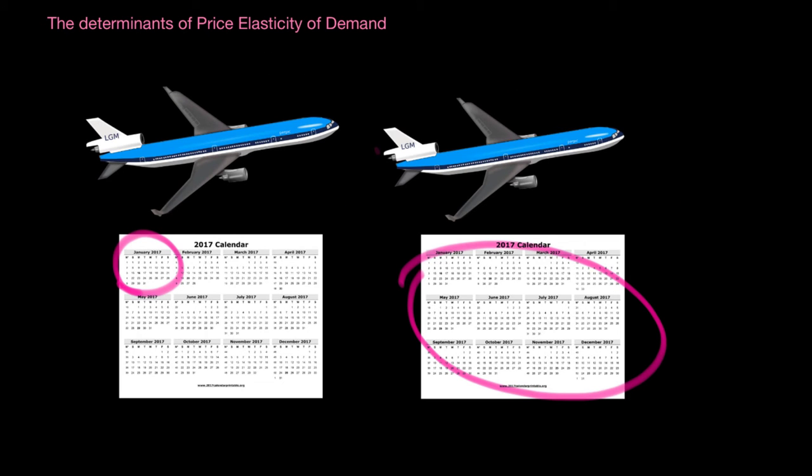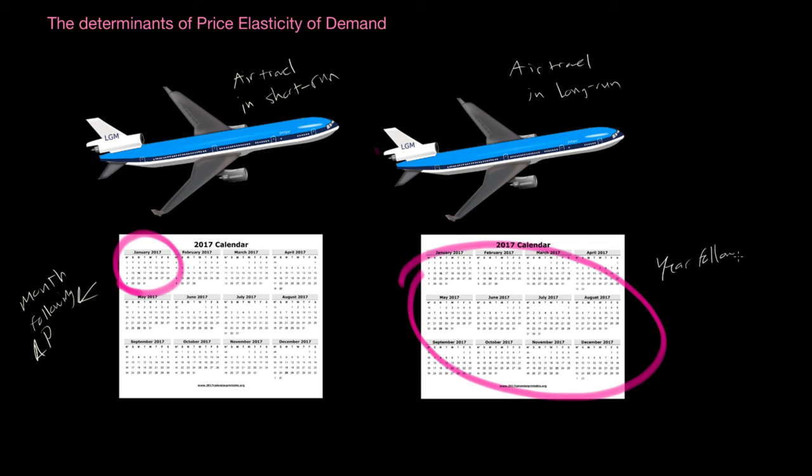Let's move on to our last determinant of price elasticity of demand. Here we've got air travel. This is what we're looking at here, air travel, flying from city to city. But what's the difference? We've got air travel in the short run. This would be in the month following a price change. Whereas over here we've got air travel in the long run. Notice that the time frame here is in the year following a price change. So which is going to have a more elastic demand?